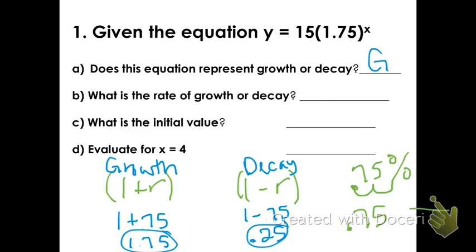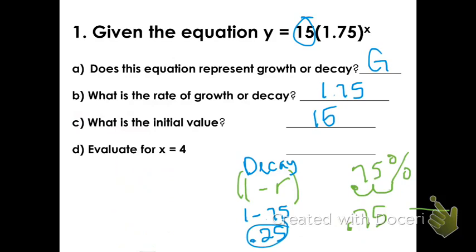All right, now what is the rate of the growth or decay? What's the rate, guys? We already know it, 1.75, all right? What is the initial value? Now, this is our rate. I told you initial value, same thing as start value, is 15. So 15 goes here, okay? And the last thing is asking us to do what? Evaluate for x. So what does that mean when you say evaluate for x? We're going to do what, guys? What you think? You're right.